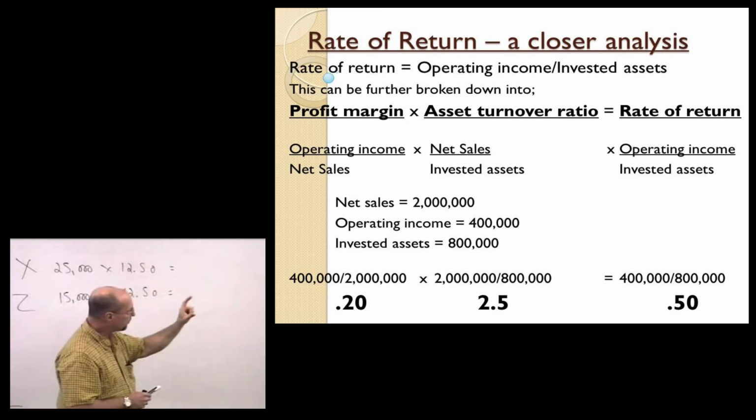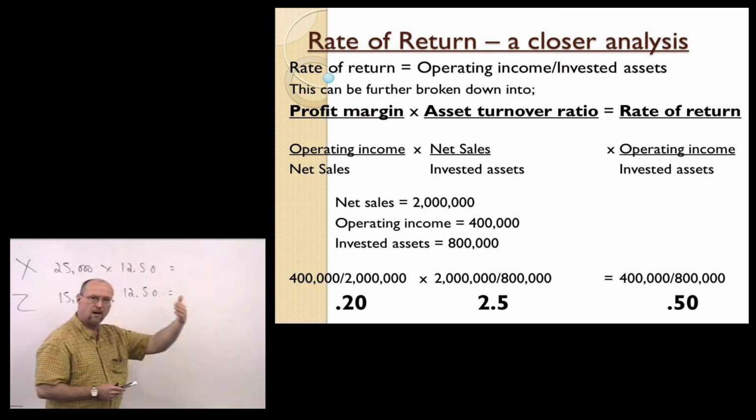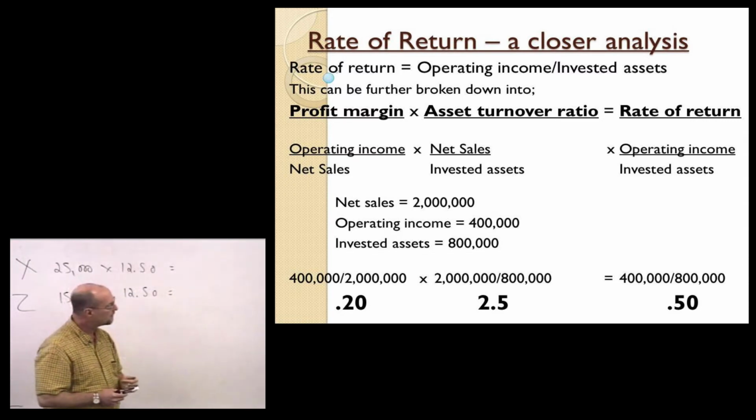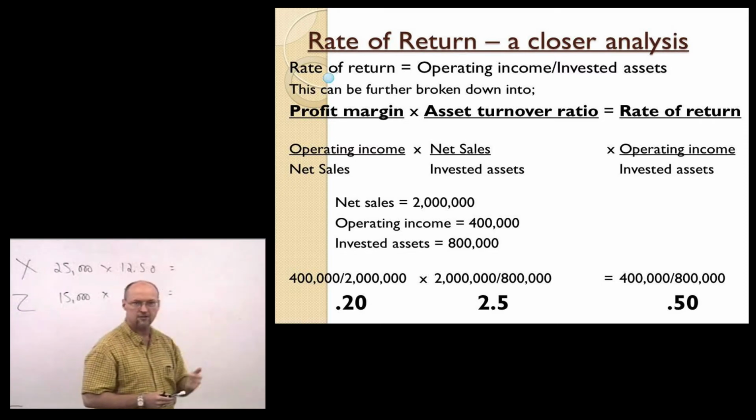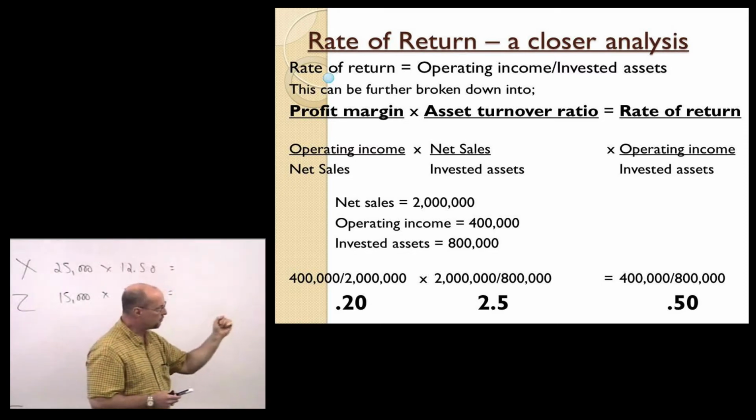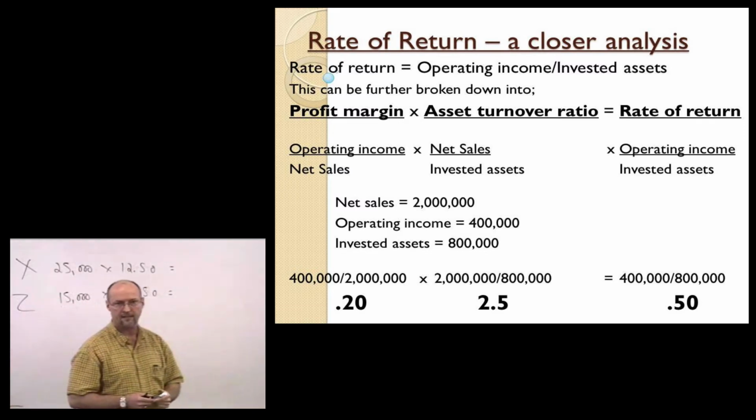Okay, the profit margin tells us for each $1 of revenue, how much profit did we make? The asset turnover ratio says for each dollar we invested in assets, how much revenue do those assets generate? And by combining the two, we say for each dollar invested in assets, how much profit are they generating?